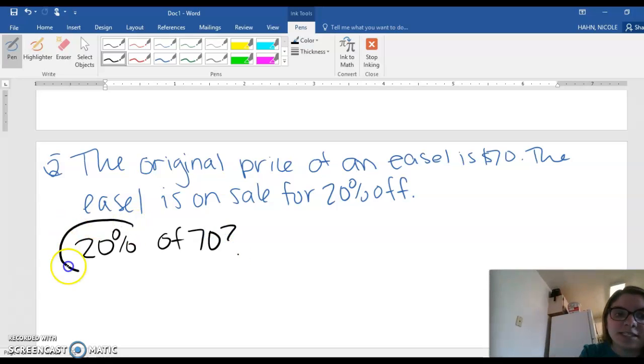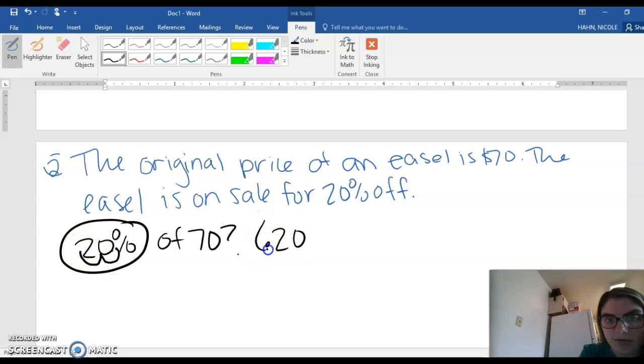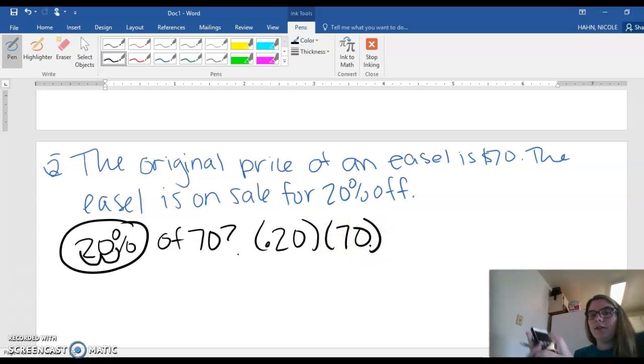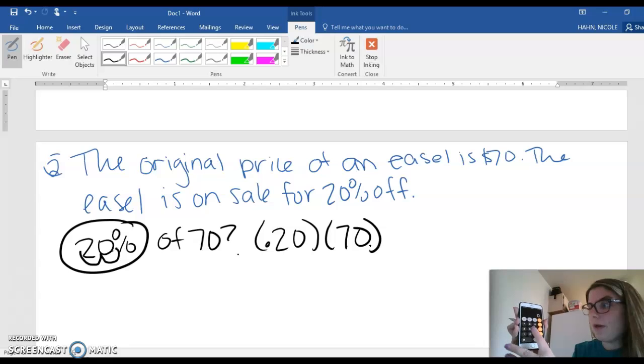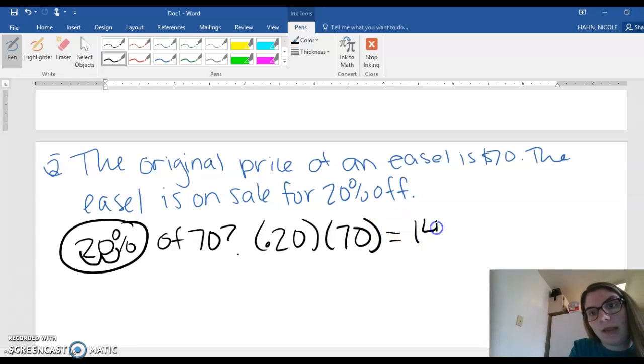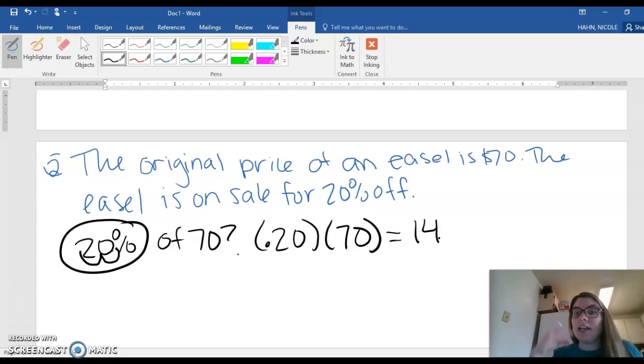Okay, so I'm going to take my percent and change it to a decimal. 1, 2. So I have 0.20 times 70. Again, you can just take your calculator, 0.20 times 70. And I get 14. So I'm going to put equals 14. Now remember, that's just what 20% of 70 is.